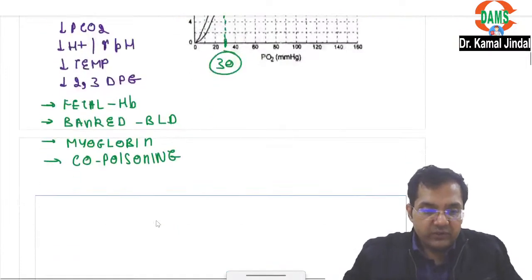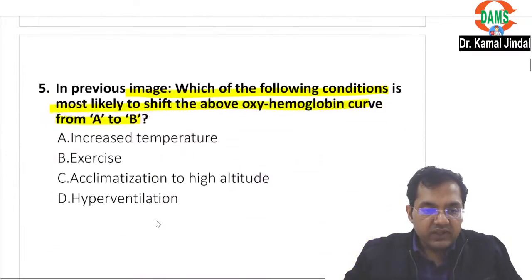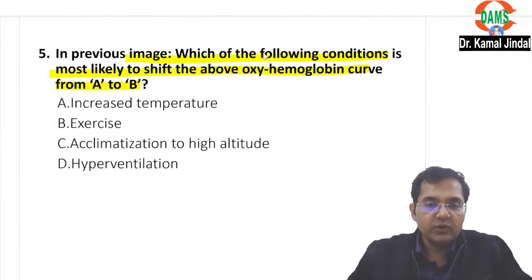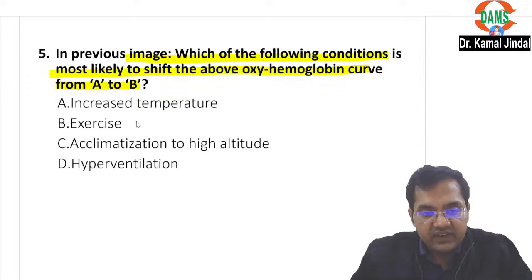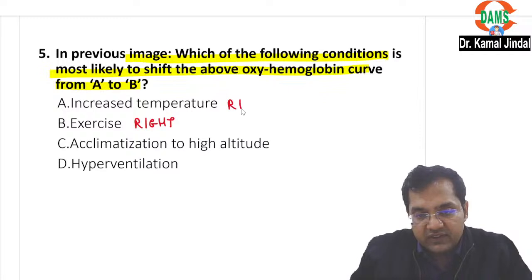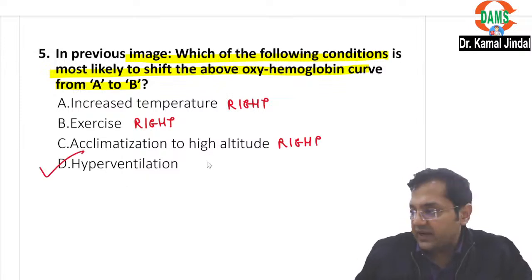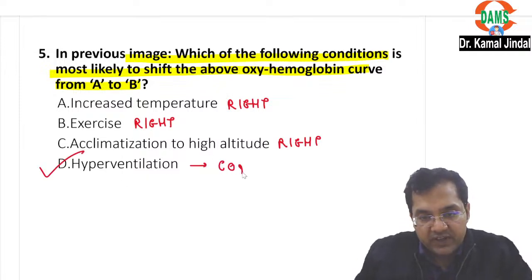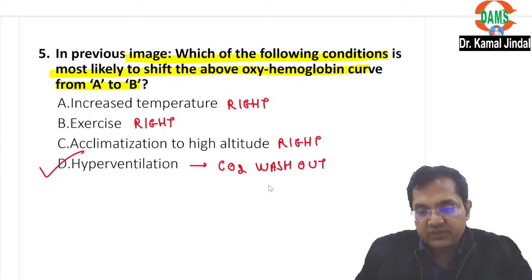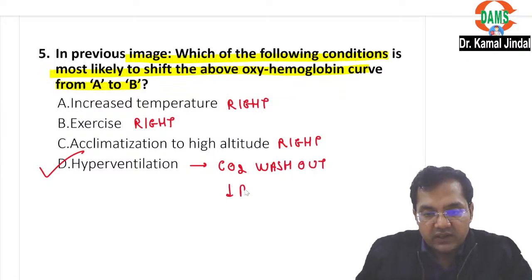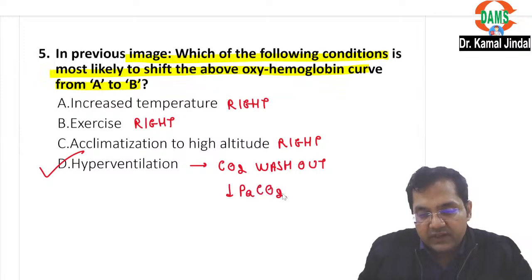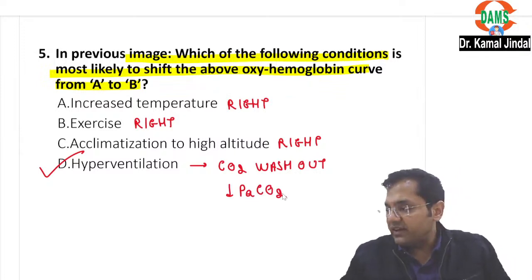So now let's look at the choices for the question. Increased temperature, no, that would cause a right shift. Exercise causes a right shift again. High altitude also causes a right shift. The only correct answer is hyperventilation, because hyperventilation will cause CO2 washout. CO2 washout means that the PCO2 will decrease, causing the shift of the curve to the left side, right?